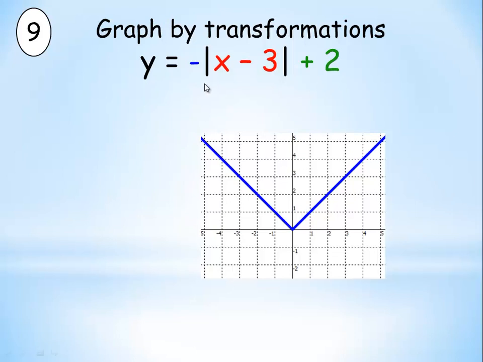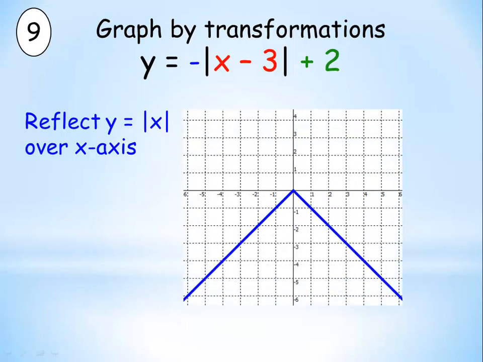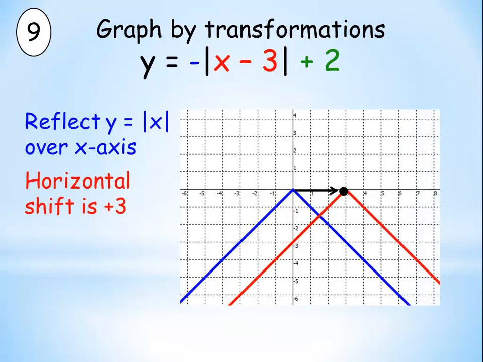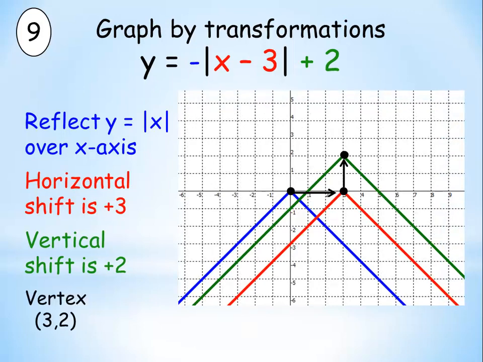Now let's graph one where we have a negative leading coefficient. So as you know, we reflect the parent graph over the x-axis. We turn it upside down. Take care of the horizontal shift, move the vertex 3 units to the right, and then the vertical shift, move the vertex 2 units upward. And of course our vertex is still exactly the same, (3, 2). The only difference is the minus sign causes the graph to turn downward.